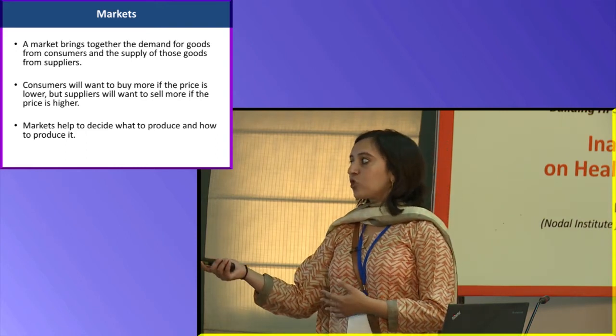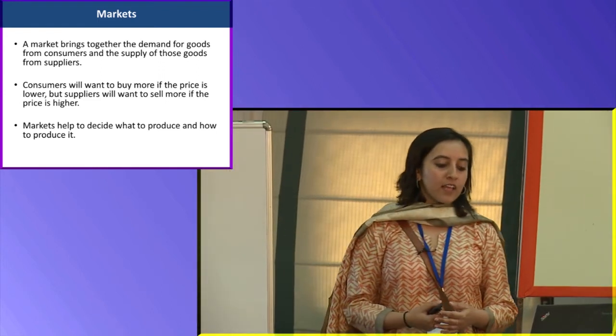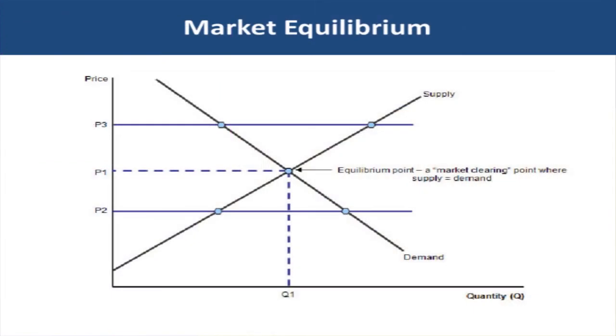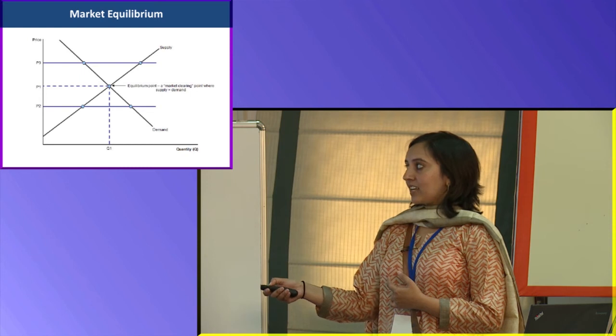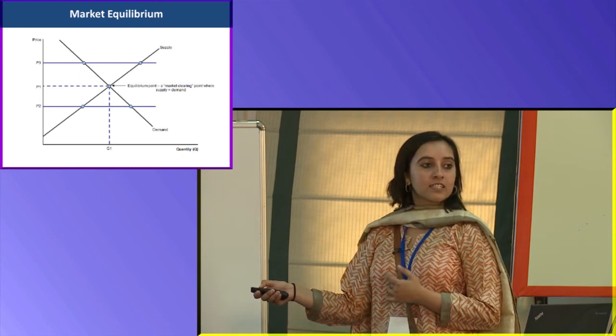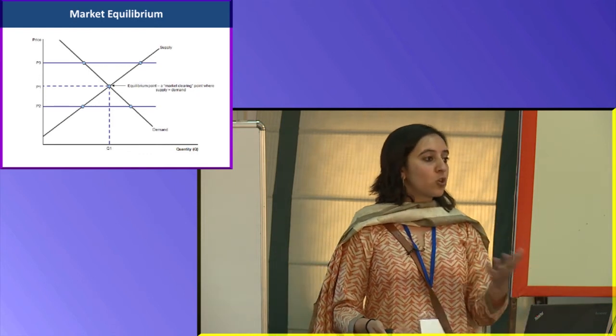And as we discussed, consumers will obviously want to buy more if the price is lower, but suppliers would want to sell if the price is higher. Thankfully, at least in economics, we understand this to reach a stage of equilibrium, where demand and supply forces balance each other out to come to an equilibrium price and an equilibrium quantity. The way we understand it is that unless you reach this particular stage, the choices or preferences of both the consumers and the suppliers don't coincide.